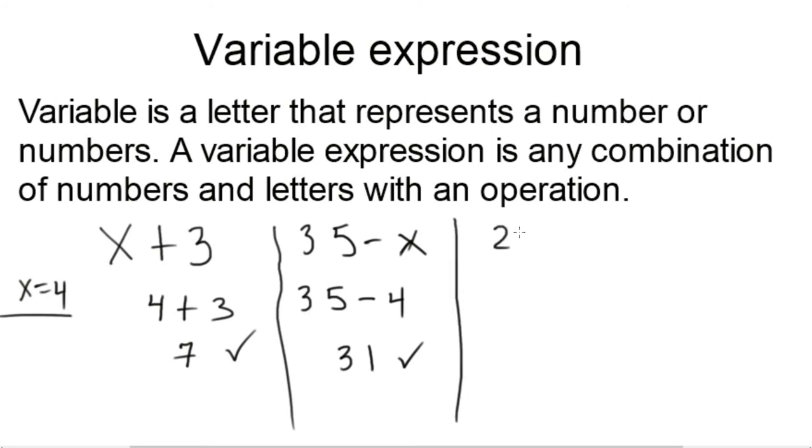Feel free to pause the video and try the following example. I have 20 over x, and x still equals 4. Evaluate it. So what I would do is I'll go 20. I'm going to do substitution. That is, replace x with 4. 20 divided by 4 equals 5.